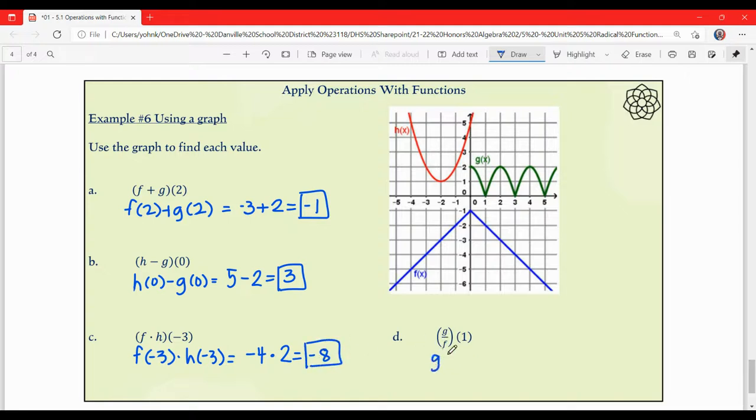Letter D, g of 1 divided by f of 1. So g of 1 would be 0. F of 1 would be negative 2. And 0 divided by negative 2 is 0.